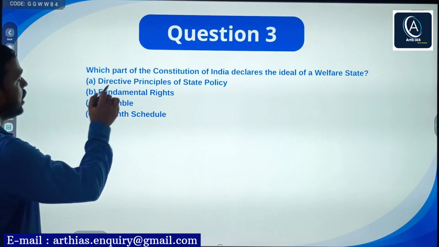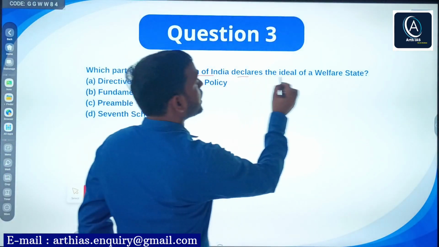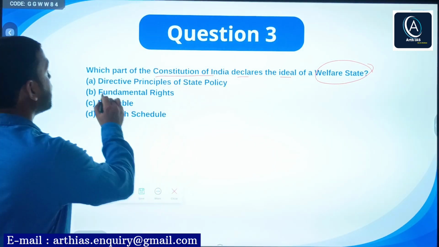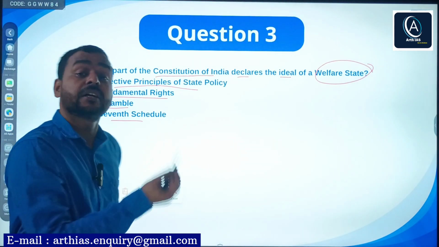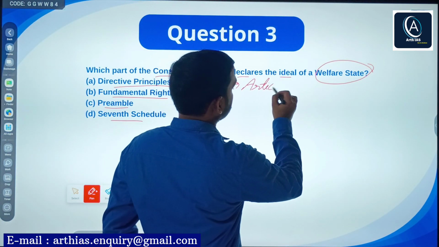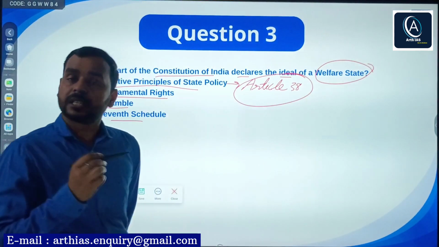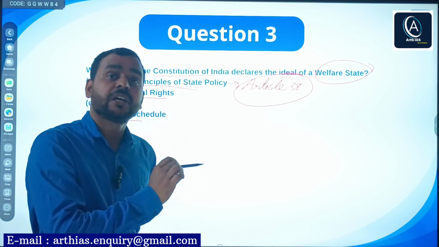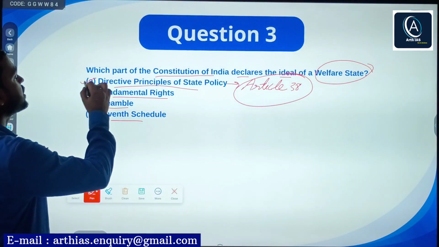Next, which part of the Constitution declares the ideal of a welfare state? Simple. The options are Directive Principles of State Policy, Fundamental Rights, Preamble, 7th Schedule. If you have read Directive Principles of State Policy, you would know that Article 38 says the state shall endeavor to ensure a welfare state. Simple, right? So A is the right answer.